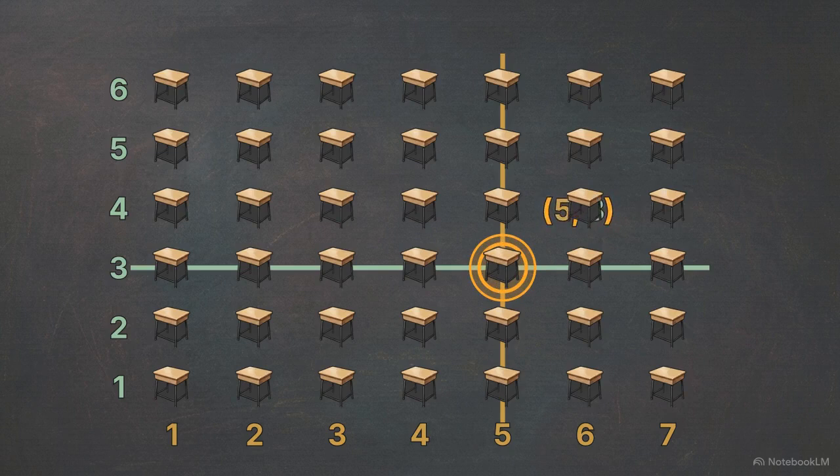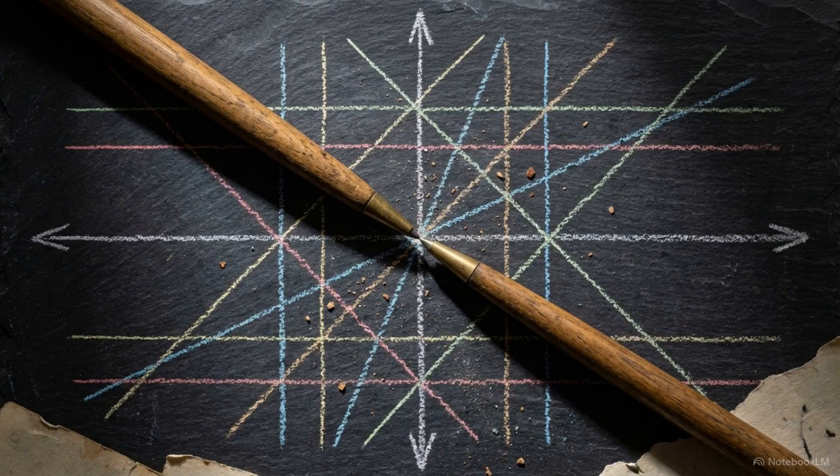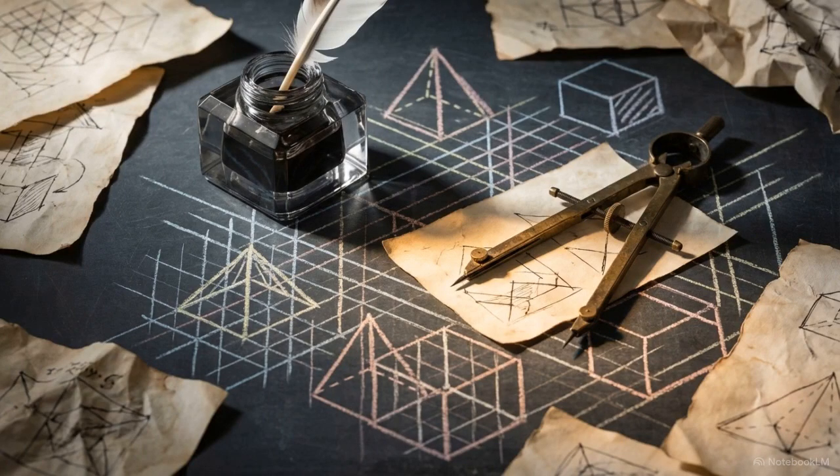The order of those numbers dictates the location. If we reverse them to 3, 5, we are now looking at column 3, row 5, a completely different desk. In any mapping system, agreeing on the sequence of information ensures everyone ends up in the exact same spot. This logic was formalized by the 17th century philosopher René Descartes. He applied the geographic concept of latitude and longitude to a flat plane.